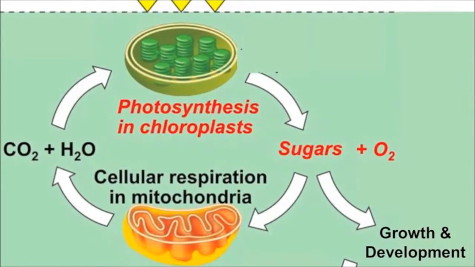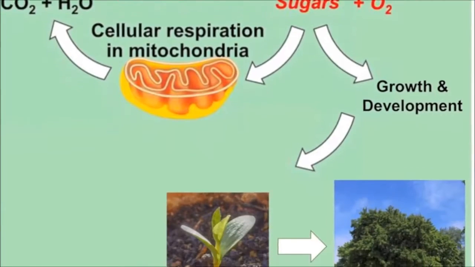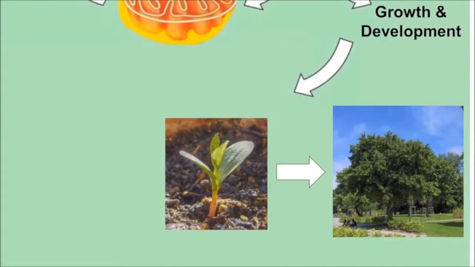Sugars that are produced in photosynthesis have multiple functions in plants. The focus of this video is sugars that are consumed in cellular respiration. However, it is important to know that sugars are also used for growth and development. In fact, the products of photosynthesis are responsible for the growth of a tiny seedling into a mature tree.